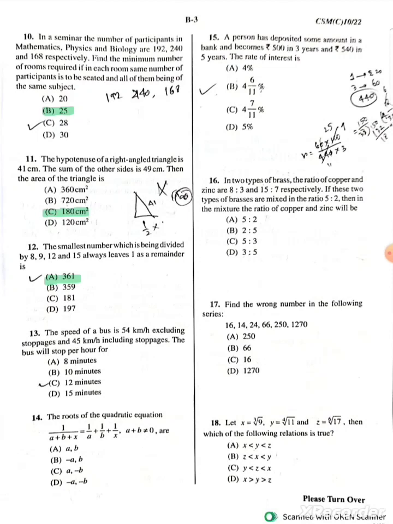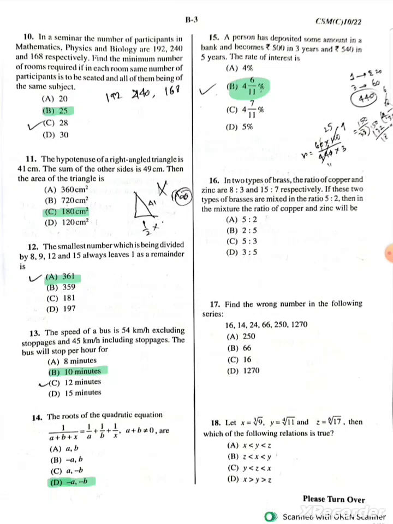Question number 13, the speed of a bus is 54 km per hour excluding stoppages and 45 km per hour including stoppages. The bus will stop per hour for 10 minutes. The roots of the quadratic equation, it is minus a comma minus b. Question number 15, a person has deposited some amount in a bank and it becomes 500 in 3 years and 540 in 5 years. The rate of interest is option B.